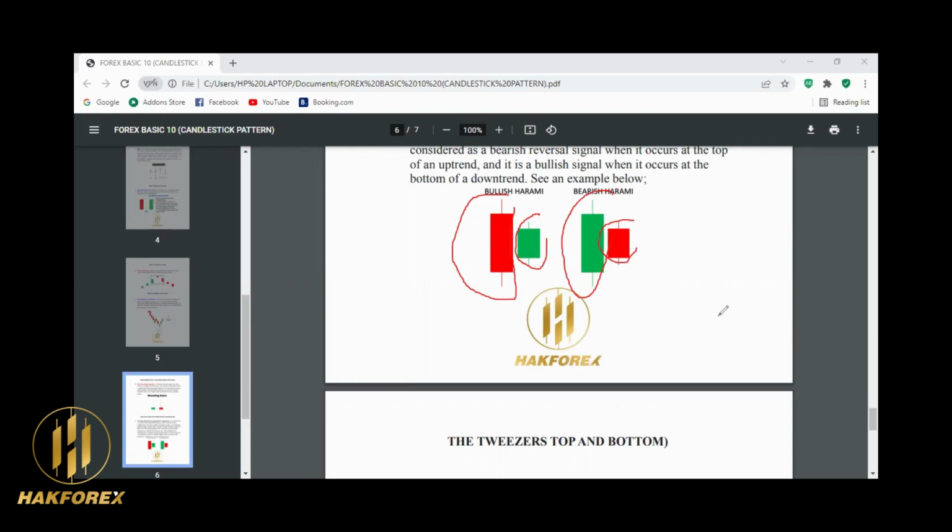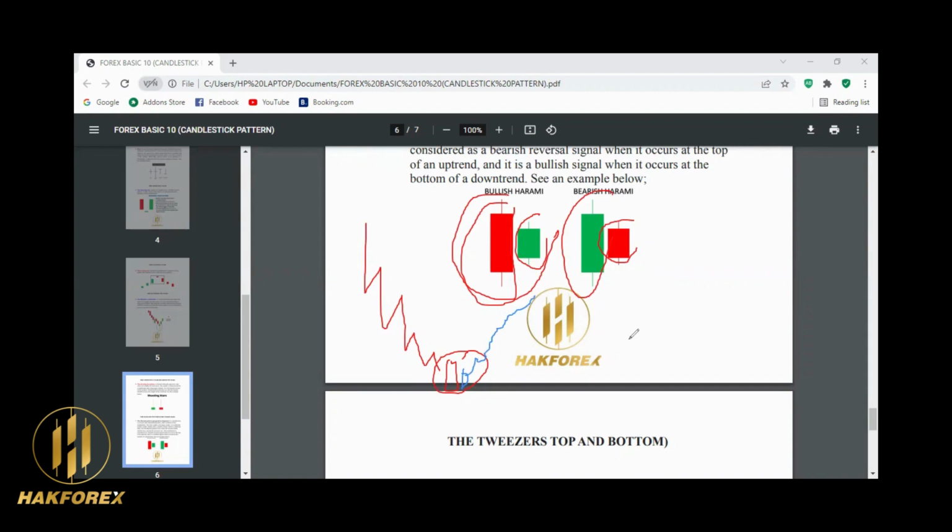For the bullish Harami, let's say the market is coming down, and you saw the formation of this bullish Harami at the end here. What it signifies to you is that you can buy your market. So when you see a bullish Harami, you can literally buy the market from there.